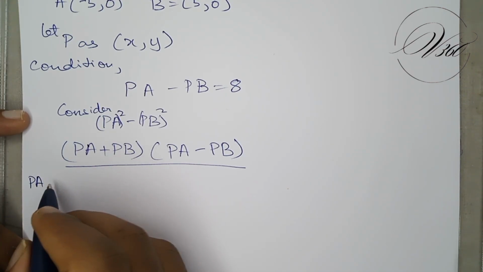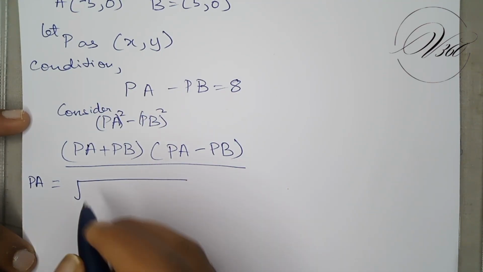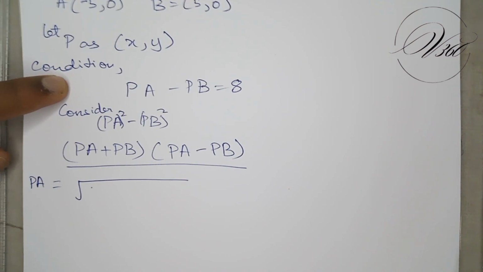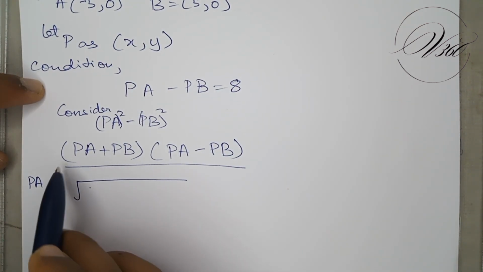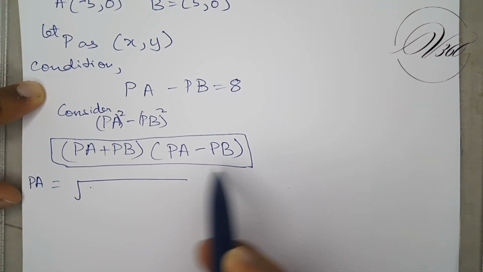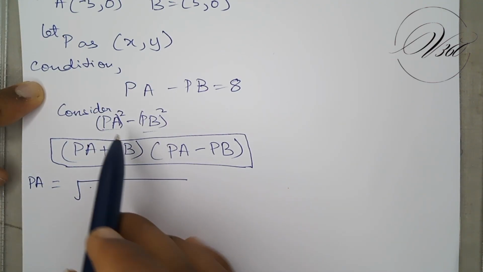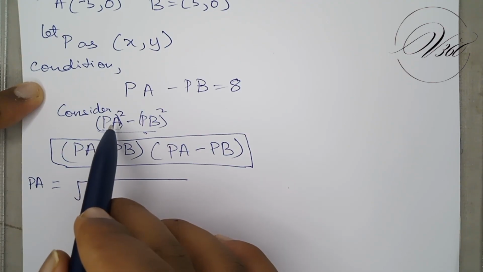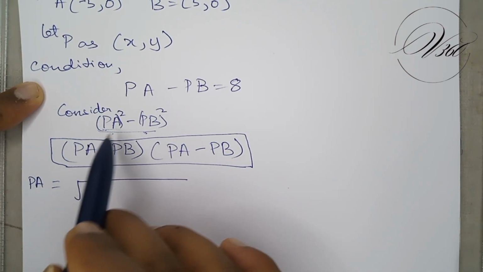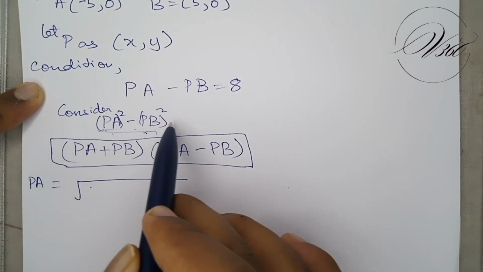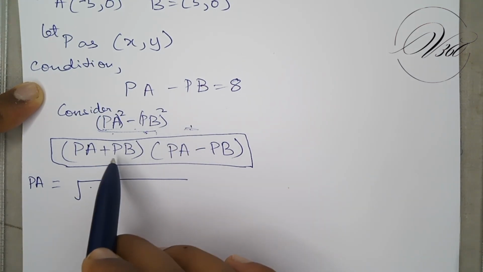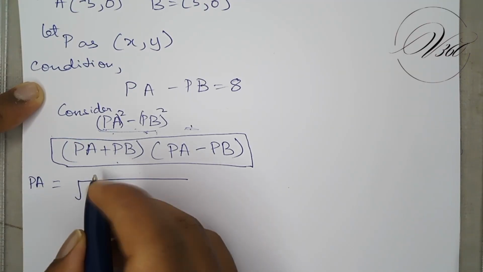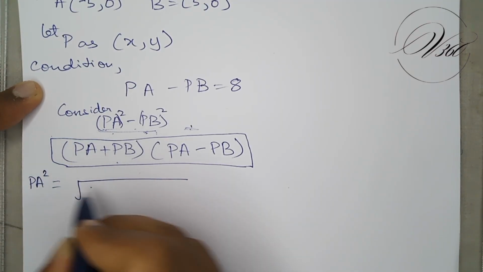PA is under root, wait a second. Here this is used after solving this. Okay, after solving this we'll get a result of some value after doing this square, and we should subtract with PB square. Now we'll get one value here. This value is now equal to this, right? Now we'll first find out what is PA square.